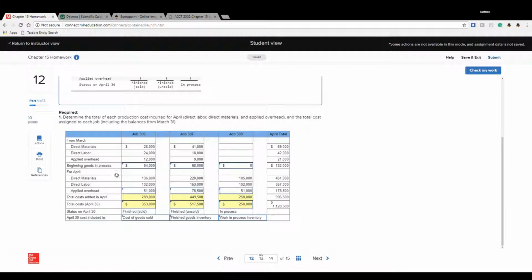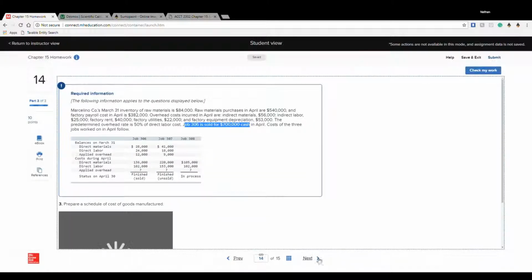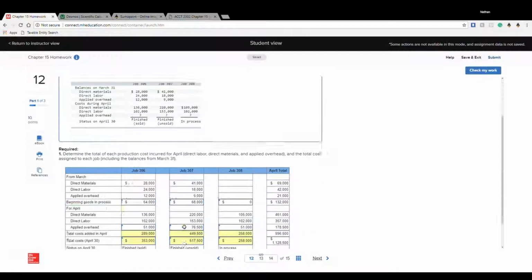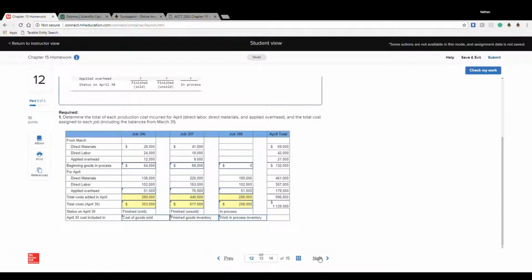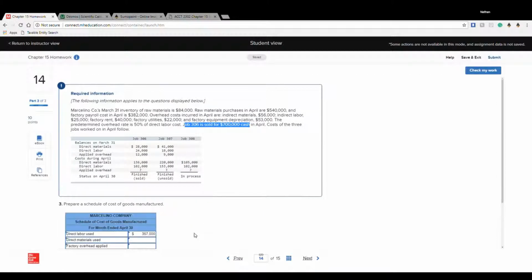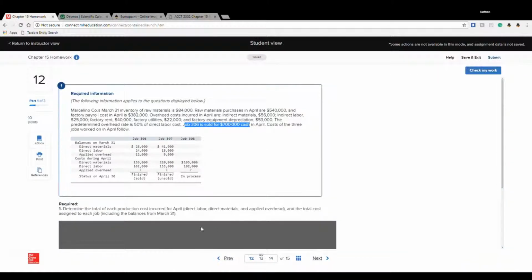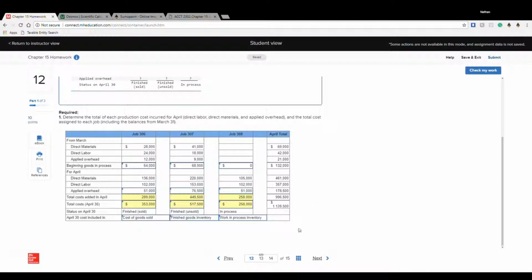So at question 12, first off I want to find direct labor. Direct labor was 357,000. So 357,000. Material used was 461,000. And then overhead applied. So it's nice when they give you the totals. You can just look at, once again, the 178,500.